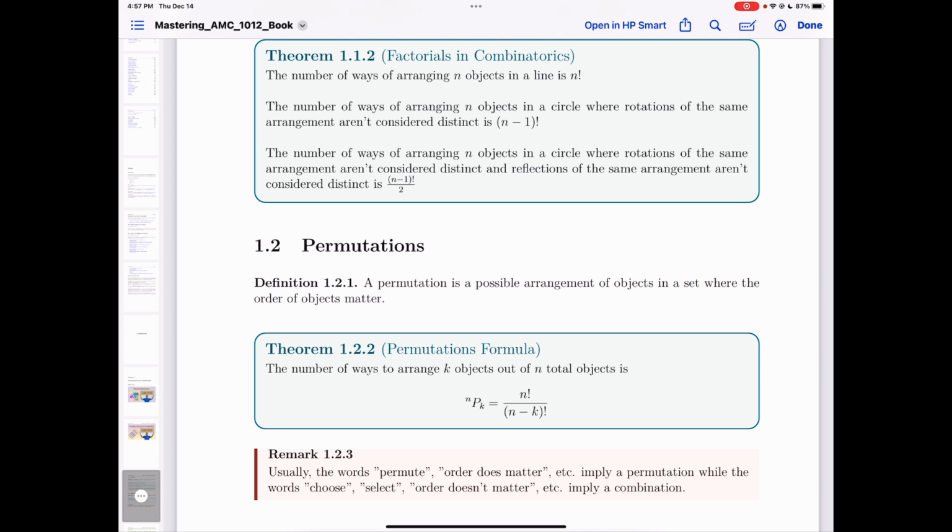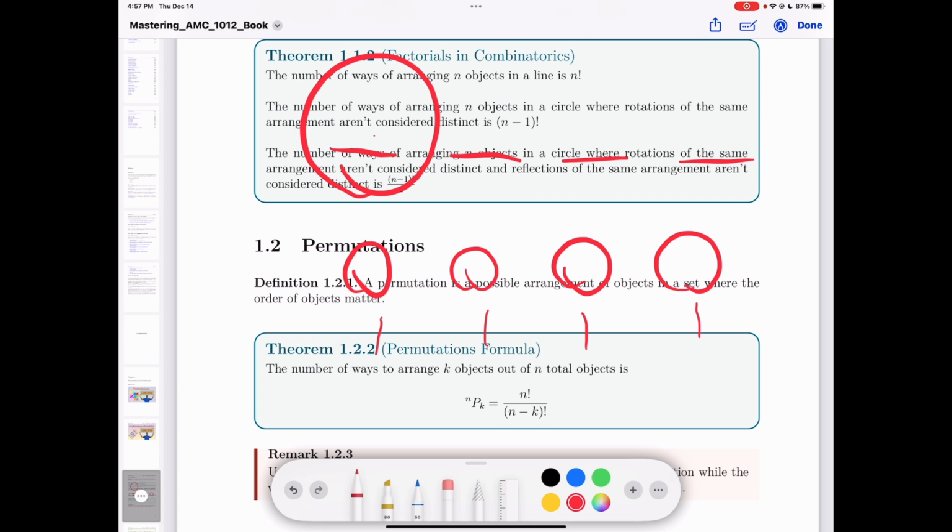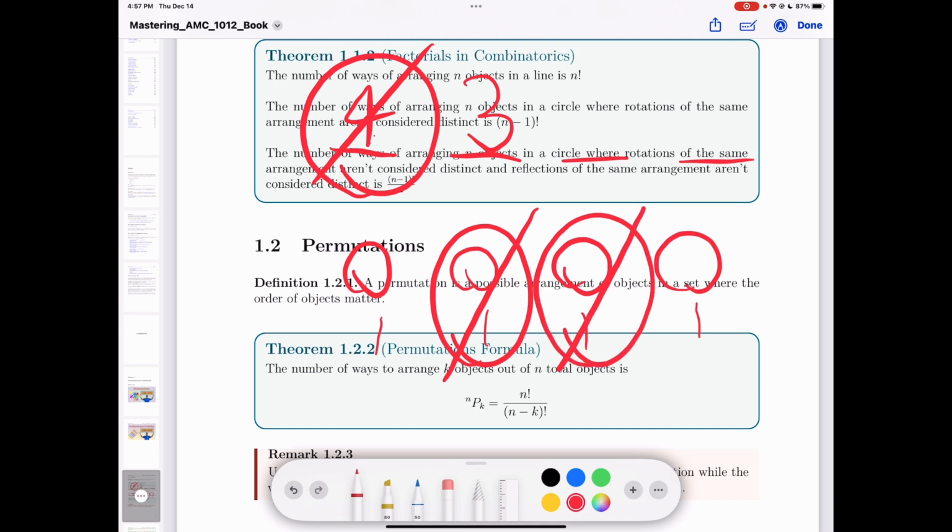So the number of ways of arranging n objects in a line is n factorial. This makes sense. For the first place in the line, there are 4 possible things that can go there. After 1 goes there, let's say it's just this one, there's only 3 left, and then so on. And then it's just 4 multiplied by 3 multiplied by 2 multiplied by 1.